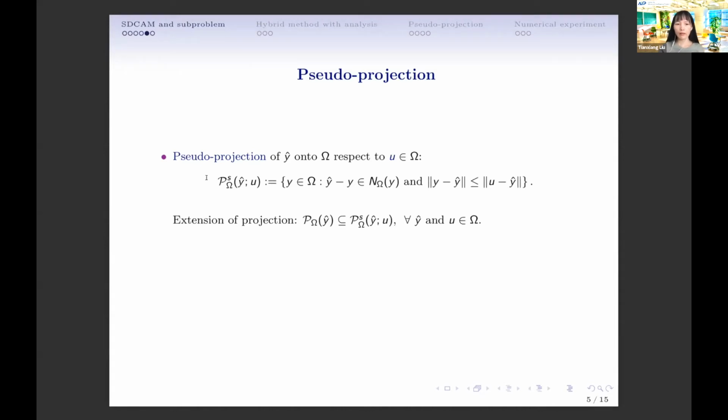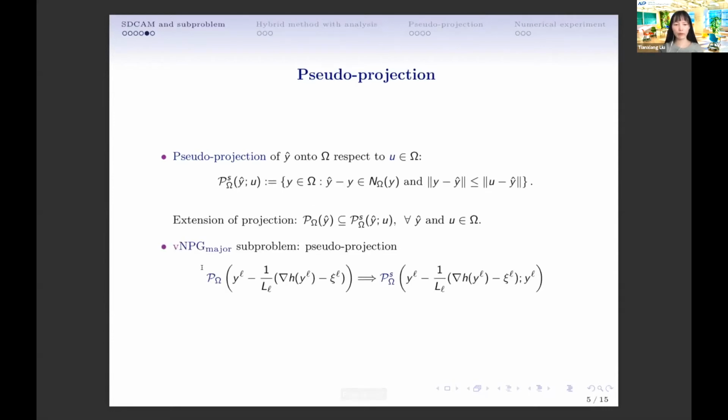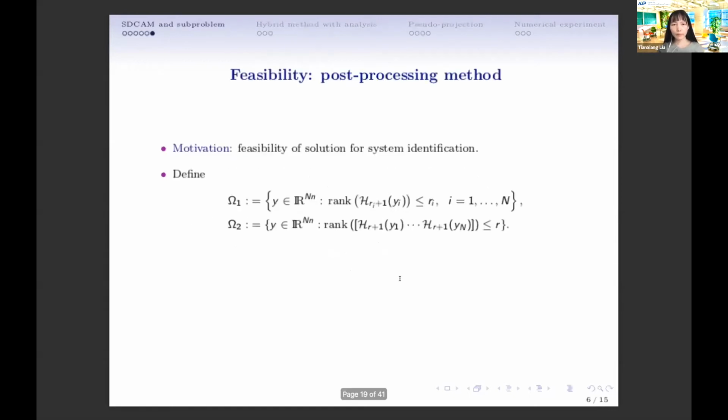Later in this section, we will introduce how to implement the pseudo-projection. But for now we just use this pseudo-projection framework instead of the true projection framework. As you can see, in our subproblem, the MPG major projection onto omega is replaced by a pseudo-projection. And we get a new algorithm, the so-called variant of MPG major. Now, in this framework, we have solved the issue of the projection using the pseudo-projection.